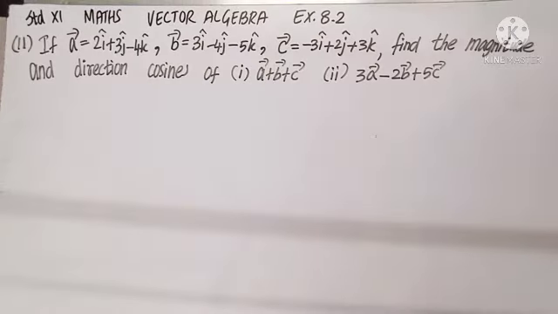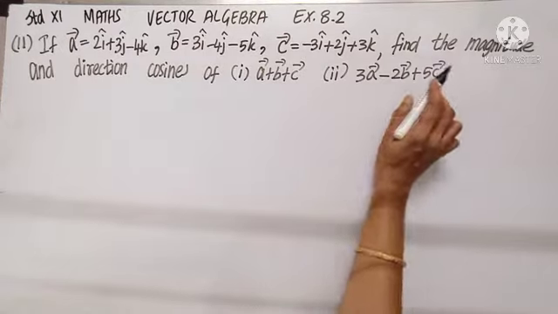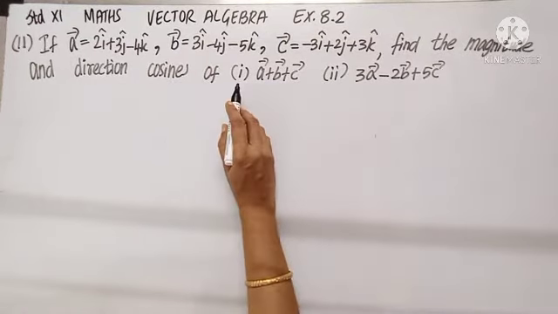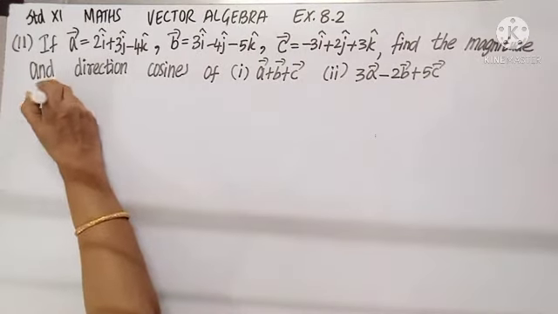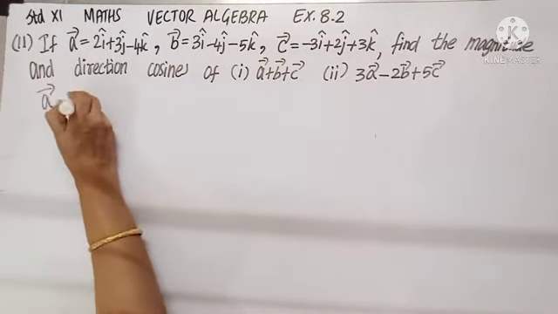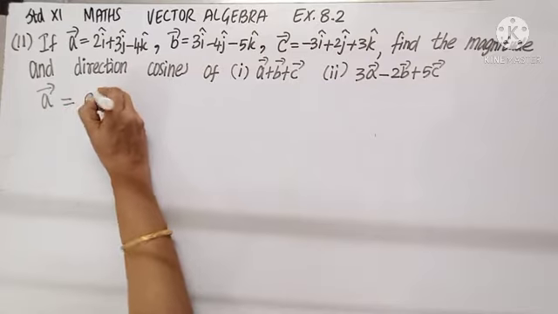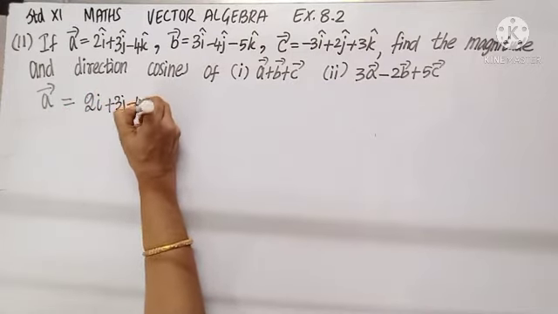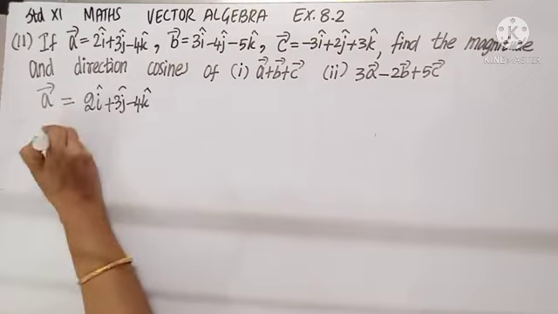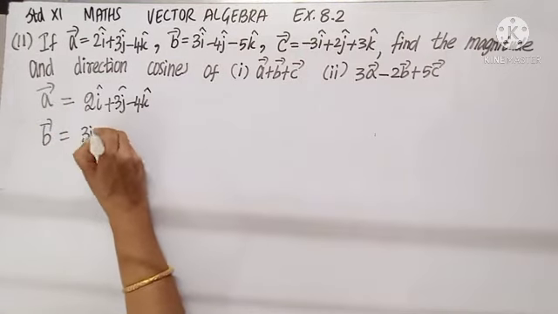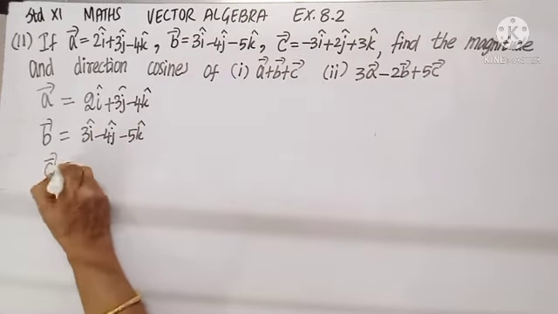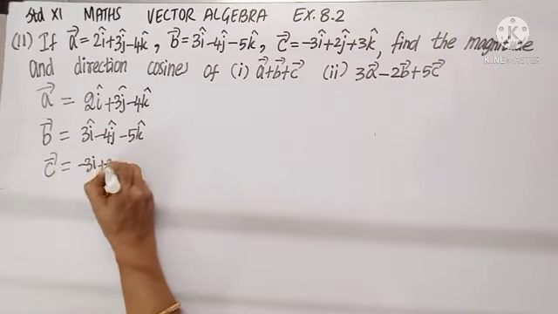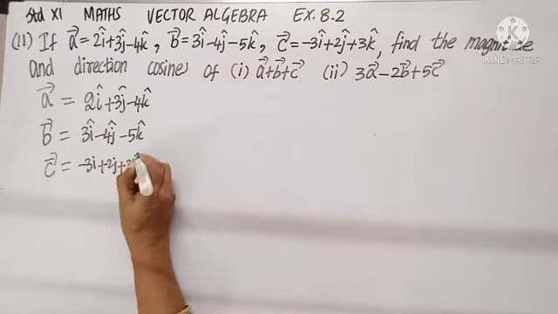Question number 11. If A vector, B vector, C vector are given, we need to find the magnitude and direction cosines of A vector plus B vector plus C vector. Let us write one below the other to ease our addition. So what is A vector? It is 2i plus 3j minus 4k. And what is B vector? It is 3i minus 4j minus 5k. What is C vector? As we read, it is minus 3i plus 2j plus 3k.